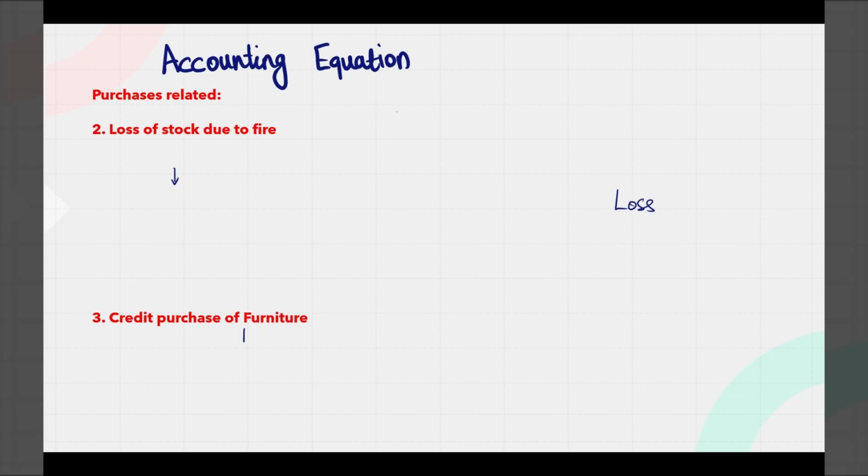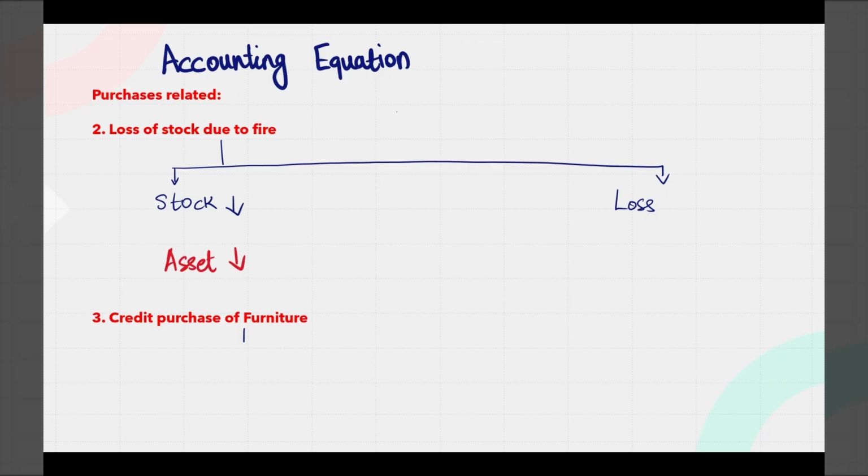Now moving on to the next example, that is loss due to fire. There is some stock which got lost due to fire. So on one side, stock is getting reduced, which means assets are getting reduced. Whereas on the other side, there is a loss. Loss means a reduction against the capital. So once again, capital reduces to that extent. You see that there is a reduction in the assets, and to the same extent, there is a reduction in the capital. Once again, the accounting equation is matching.